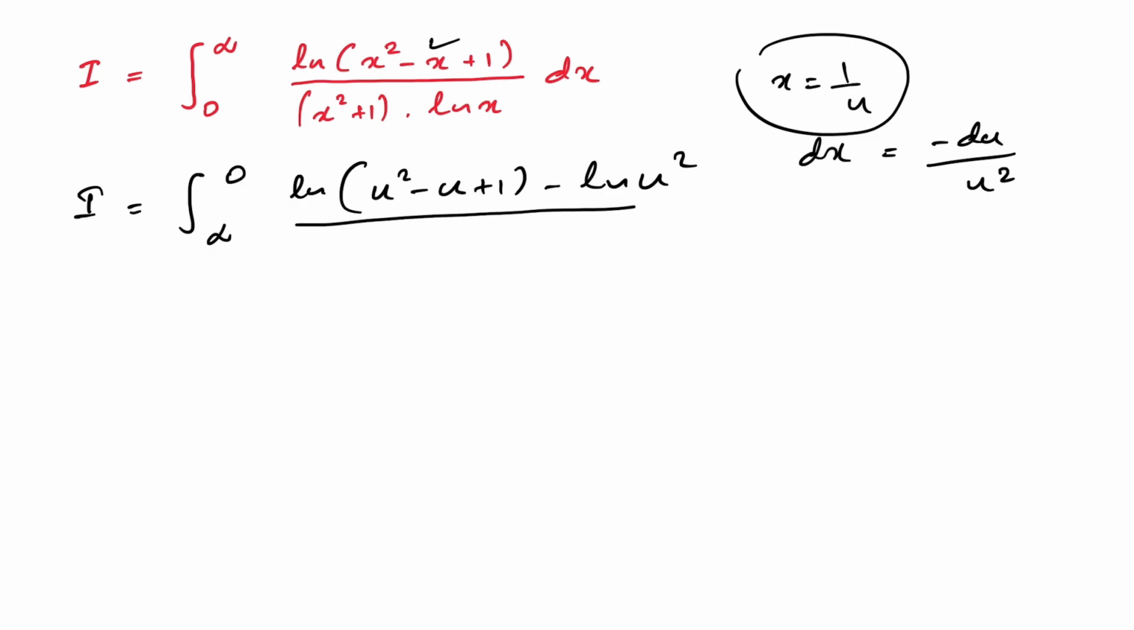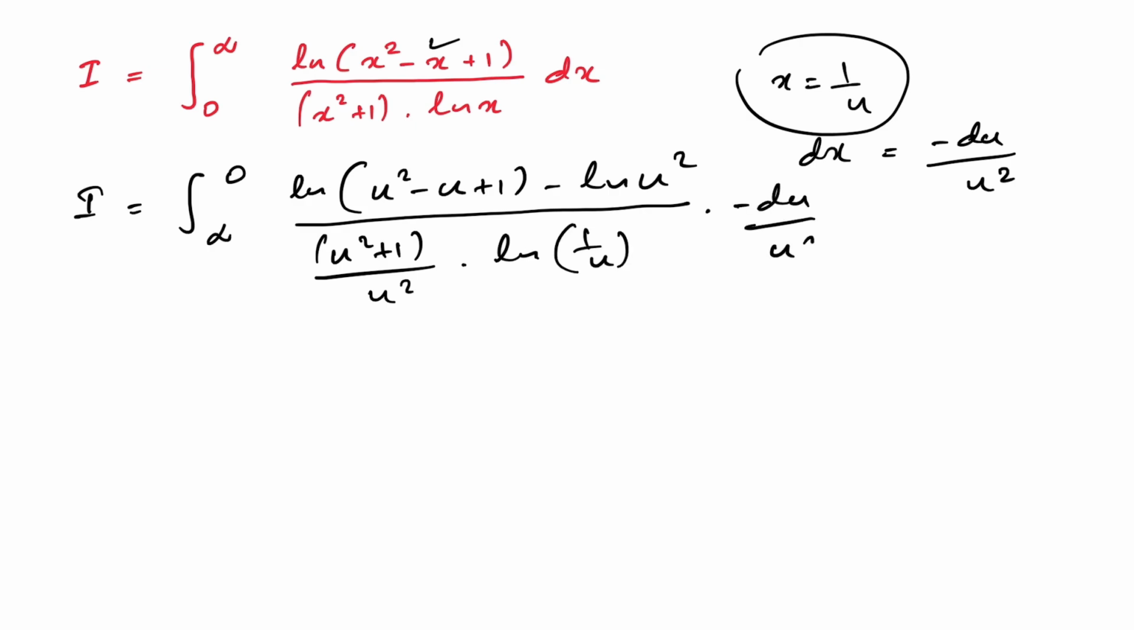Then here we have again 1 over u square, so u square plus 1 over u square, here natural log of 1 over u. Then dx we know is minus du over u square. Then this u square gets cancelled. Then here integral from 0 to infinity, when we change the boundaries, this minus sign gets cancelled.